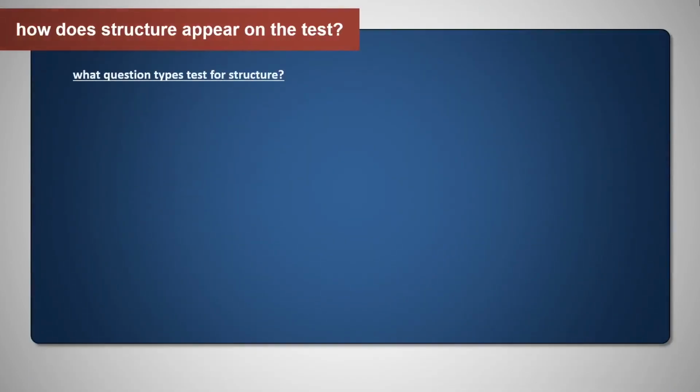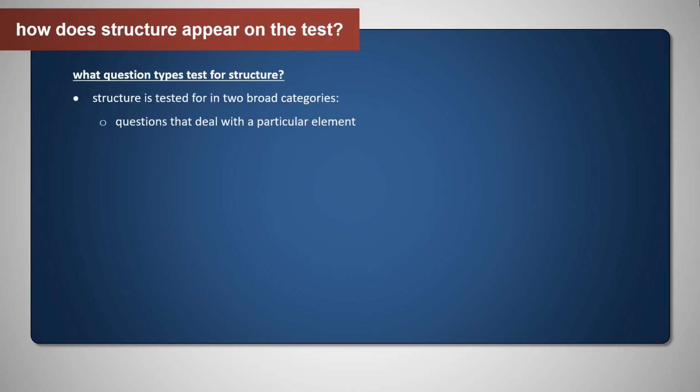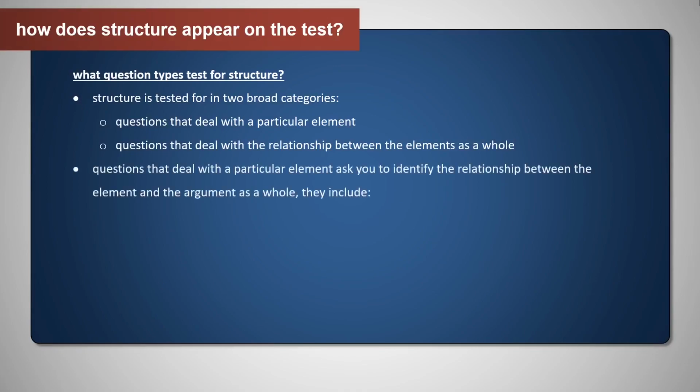How does structure appear on the test? So what question types test for structure? Well, structure is tested for in two broad categories. There are questions that deal with a particular element, and there are questions that deal with the relationship between the elements as a whole. The questions that deal with a particular element ask you to identify the relationship between that element and the argument as a whole.